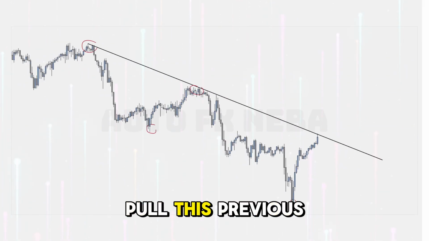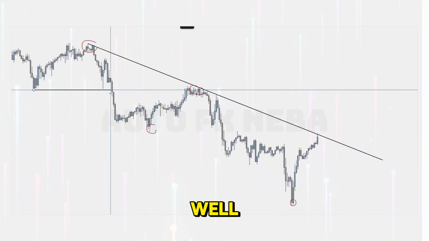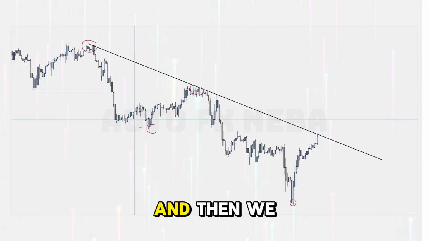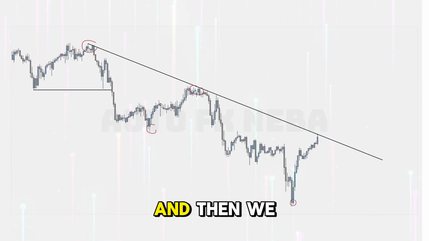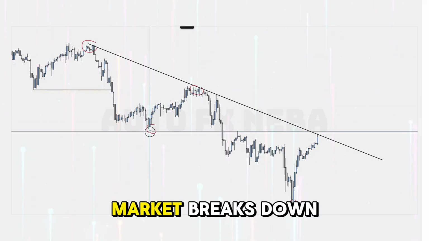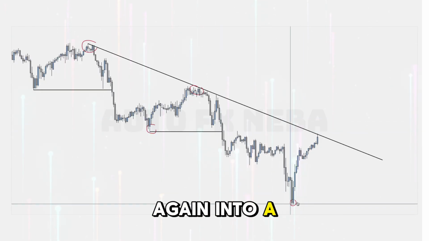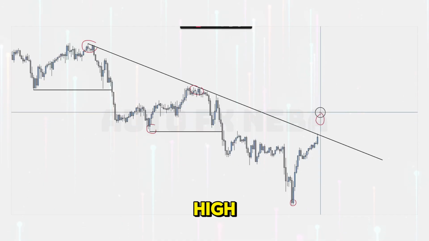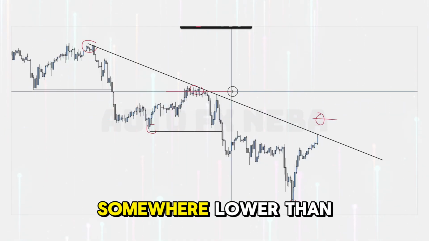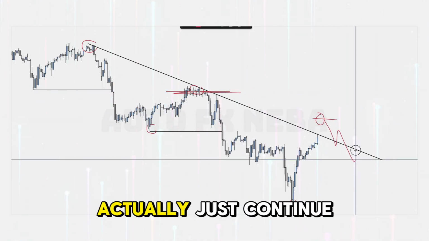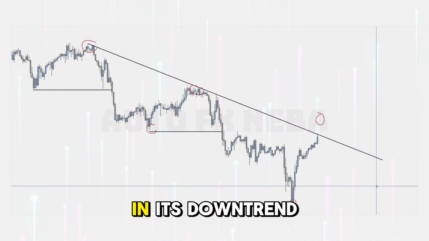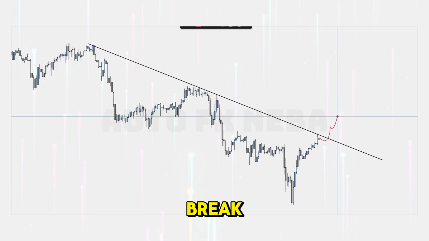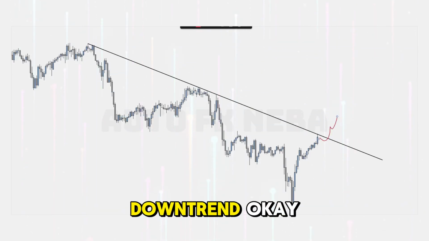We can also pull this previous piece of price action in as well. And we see that we have a low, and then we have a high, and then we have a lower low, and then we have a lower high, and then the market breaks down again into a new lower low. And at this point, we just need to validate a new lower high. So a high somewhere lower than this one. And that will actually just continue the market moving in its downtrend. Regardless of the fact that the trend line can break, the market still stays in a downtrend, okay?